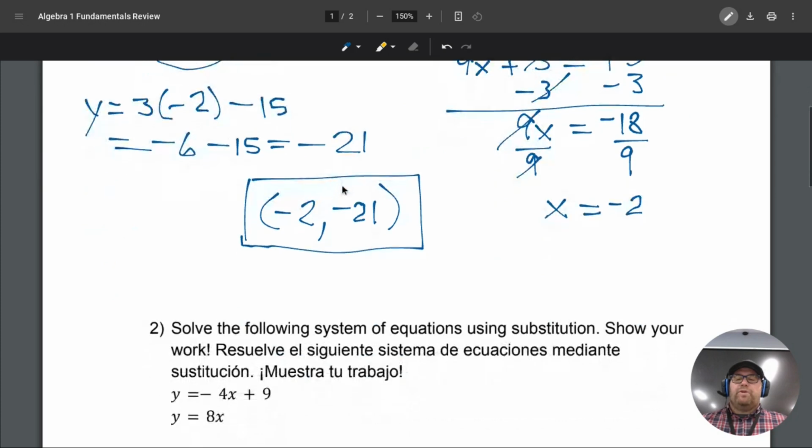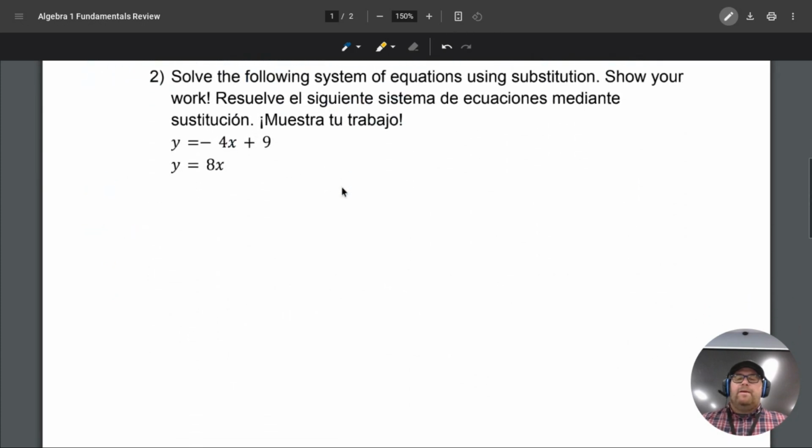All right, let's go to problem 2. We've got y equals negative 4x plus 9 and y equals 8x. I'm going to take 8x and put it where y is here. So I'm going to say 8x equals negative 4x plus 9. I'm then going to add 4x to both sides.